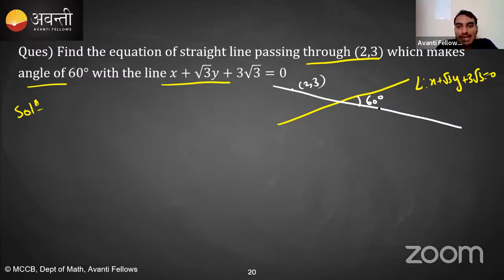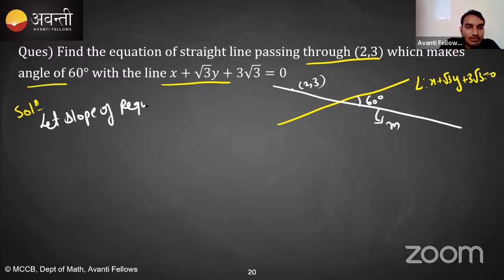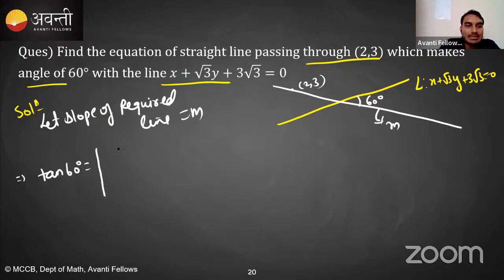So how will you proceed? Let the slope of the required line be m. Now the angle between the two lines is 60 degrees. So it implies that tan 60 degrees is equal to the formula with m1. What is the slope of this line? Can anybody tell me in the chat box? What is the slope of the line L? Can anyone tell me in the chat box the slope of the given line? Quickly in the chat box.